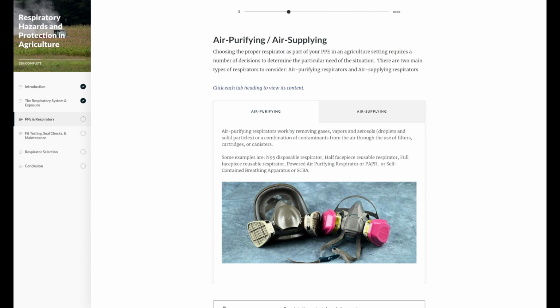Air purifying. Air purifying respirators work by removing gases, vapors and aerosols, droplets and solid particles, or a combination of contaminants from the air through the use of filters, cartridges, or canisters. Some examples are N95 disposable respirator, half face piece reusable respirator, full face piece reusable respirator, powered air purifying respirator or PAPR, or self-contained breathing apparatus or SCBA.